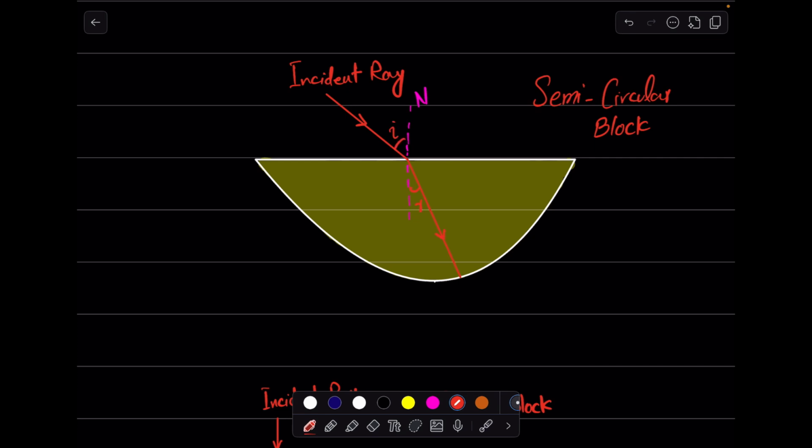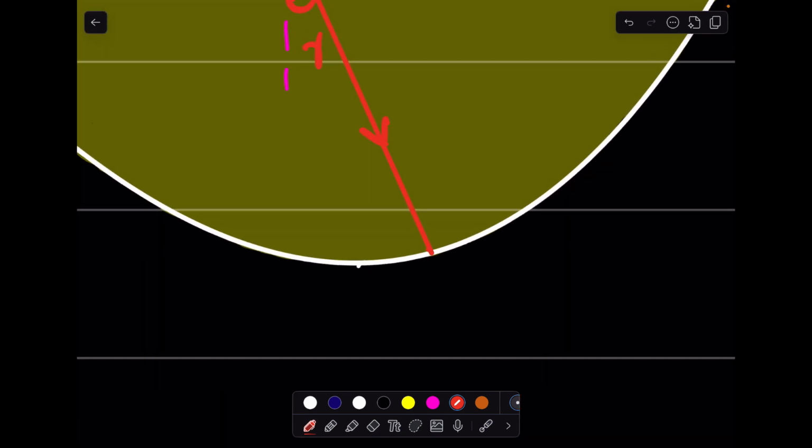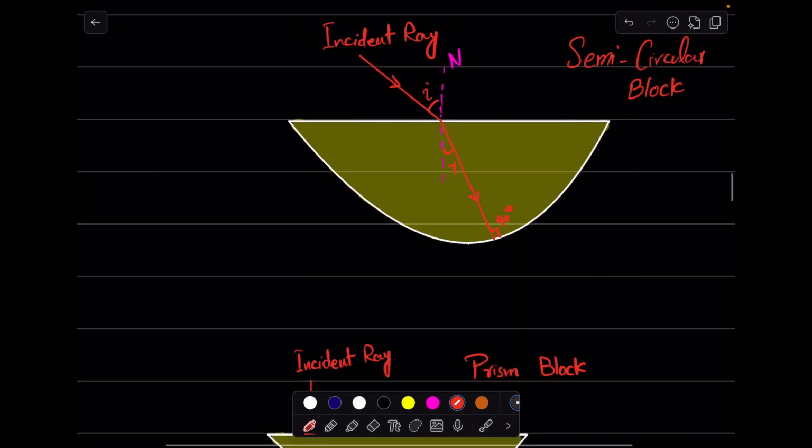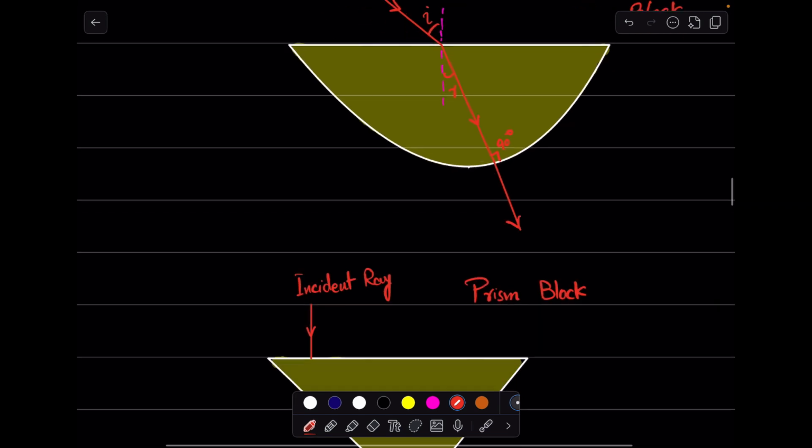Okay, so when it strikes at this point, if you observe it closely, this thing is making an angle of 90 degrees here. Okay, so whenever light strikes the boundary of the medium perpendicular to it, it will move straight through it. It will not change its direction. Okay, it will pass straight through it. That is the rule that you have to keep in mind.